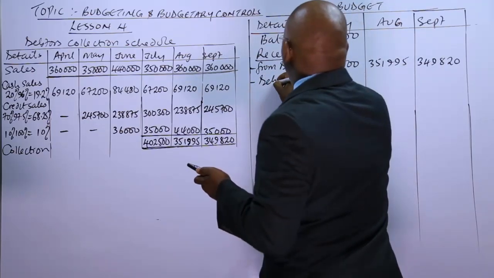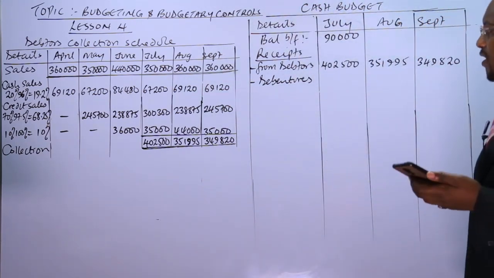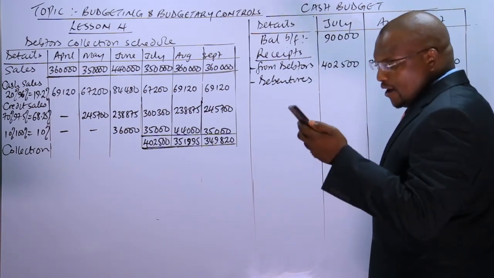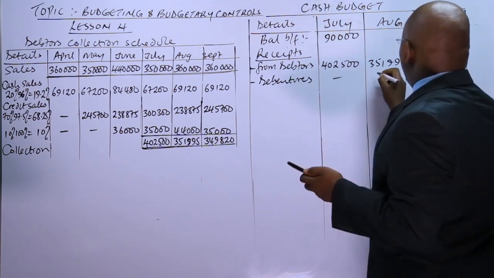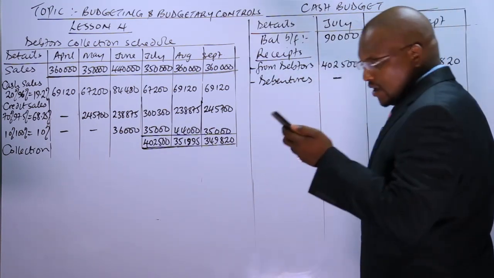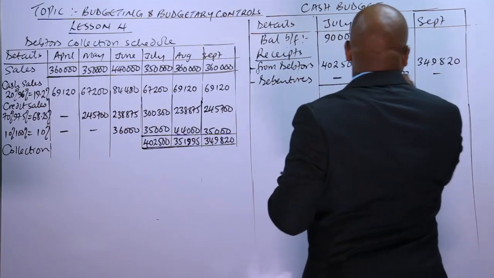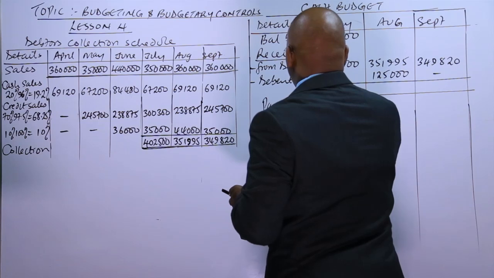This is debentures. We are going to issue these securities to the investors who are going to buy and pay us money. We are going to receive an amount of 125,000 in August. So 125,000 is a cash receipt. We don't have any other. The rest are payments, like the machine, the commission, dividends. It will be paid, everything. That's all about it. So we can have the total for the receipts, then you can have the payments.